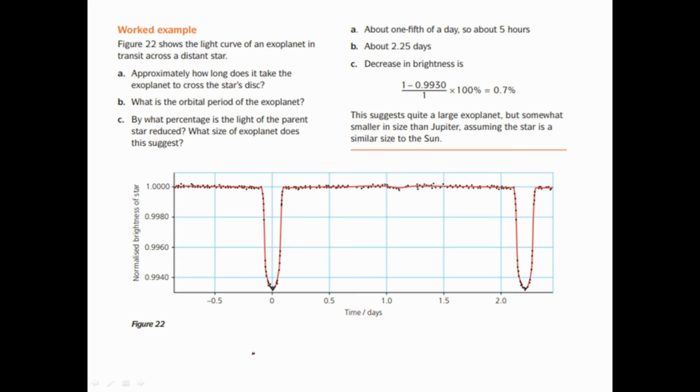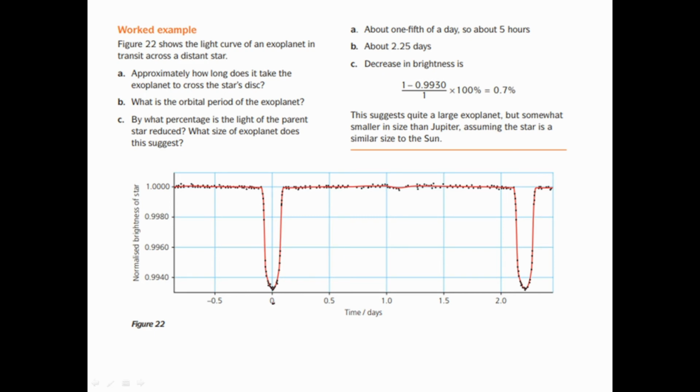And here's another worked example for you to have a look at. So we're measuring the light from a star, and the exoplanet makes its transit here. The first question is to work out how long it takes. So you're just looking for the time between those two points, which, using the scale on the x-axis, comes out at about 5 hours.